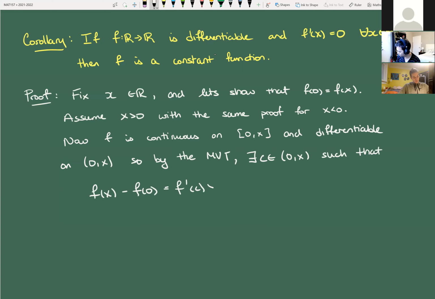which is just x. And now you see exactly where I'm going to use the fact that f prime, that the derivative, is everywhere equal to 0. This thing here is just equal to 0, right? So the whole right-hand side is 0, and we're done. And so f of x is equal to f of 0. Right?